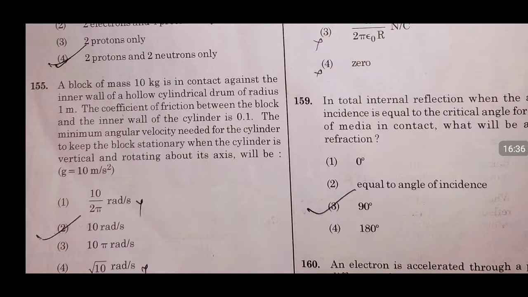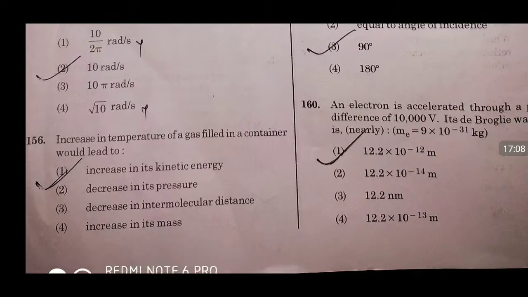Question number 155: A block of mass 10 kg is in contact against the inner wall of a hollow cylindrical drum of radius 1 meter. The coefficient of friction between the block and the inner wall of the cylinder is 0.1. The minimum angular velocity needed for the cylinder to keep the block stationary when the cylinder is vertical and rotating about its axis will be... g is equal to 10 meter per second square. Then the right answer is 10 radian per second. Second option will be right.